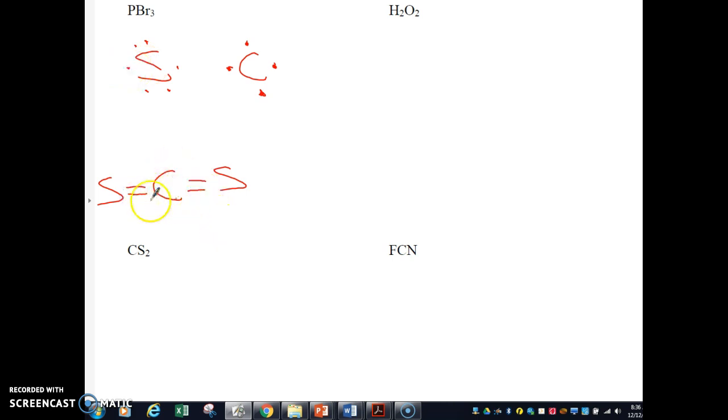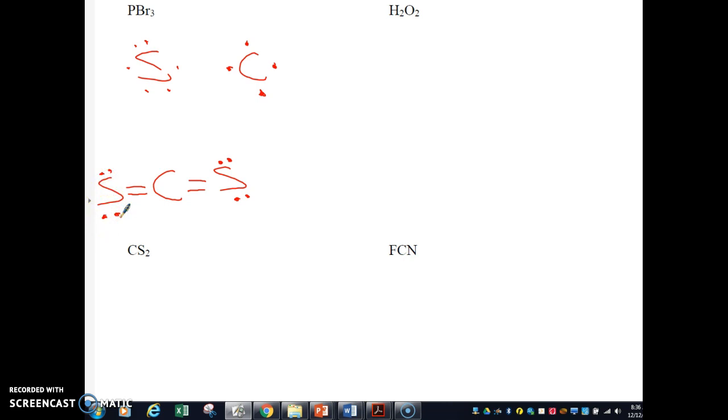So now carbon, when you look at it, it has 2, 4, 6, 8. Carbon has its octet fulfilled. The sulfur here has 2, 4, so we have to draw in unshared pair of electrons on each sulfur. And you would end up getting that.